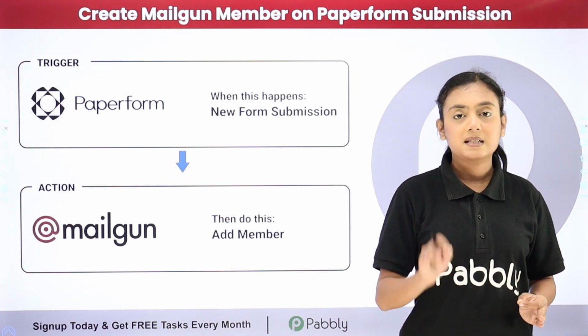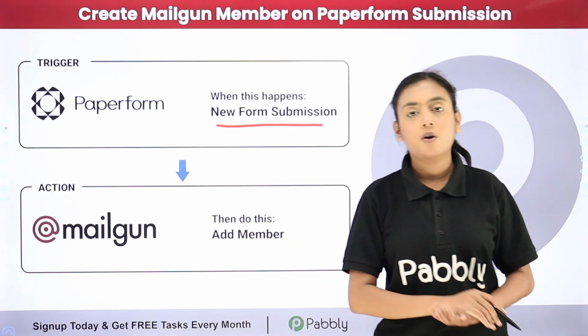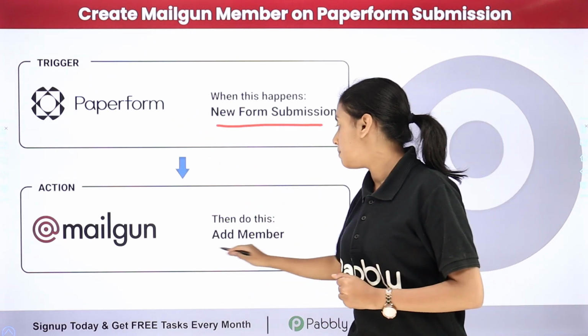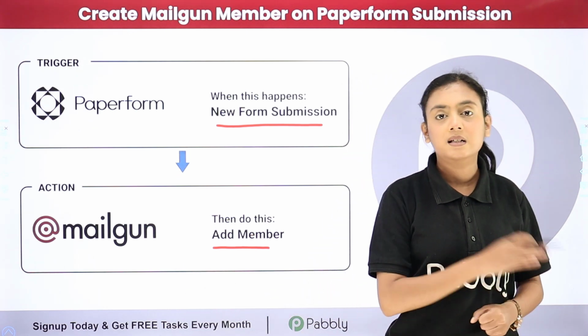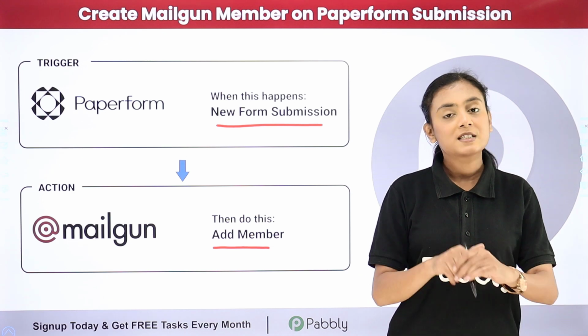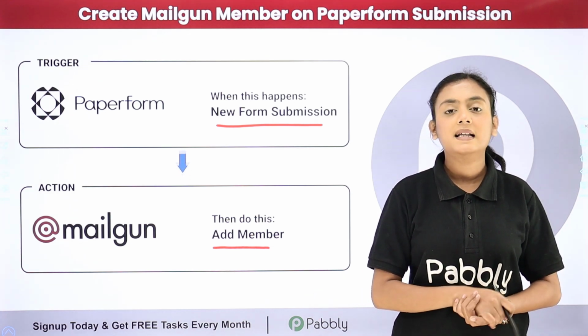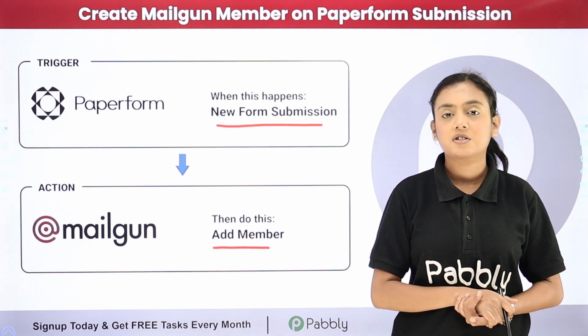Here what I want is that as soon as a new form submission is done using Paperform, I want to create that lead as a member in my Mailgun account in the list that I've created. Now doing this manually is very time consuming. So what I've done is I've simply automated this entire process with the help of Pabbly Connect, which is an amazing automation and integration software.